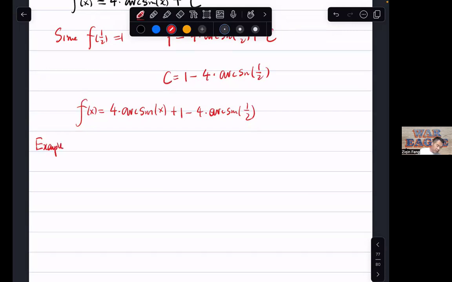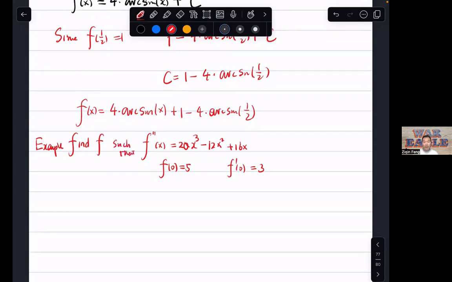We are given a function and conditions. We know that f double prime of x equals 20x cubed minus 12x squared plus 16x. We also know that f of 0 is 5, and f prime of 0 equals 3. We want to identify f. We know the second derivative, and we have two initial conditions: f of 0 equals something, and f prime of 0 equals something.